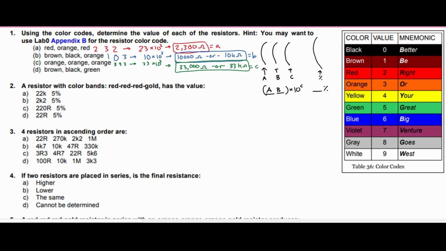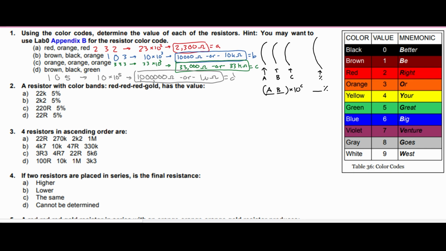Next, we have part D, where we have brown, black, green. Brown is 1, black is 0, and green is 5. So when we write this out, we are going to have 10 times 10 to the 5th. And this is going to give us 1 million ohms of resistance, or we can write this as 1 mega ohm. And that's going to be the answer for part D.